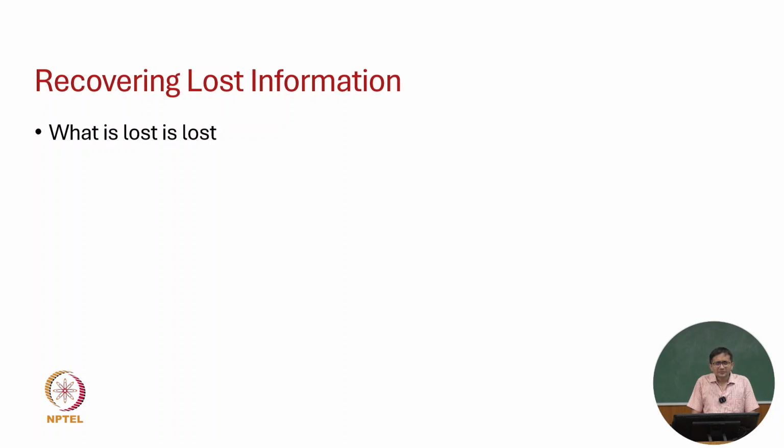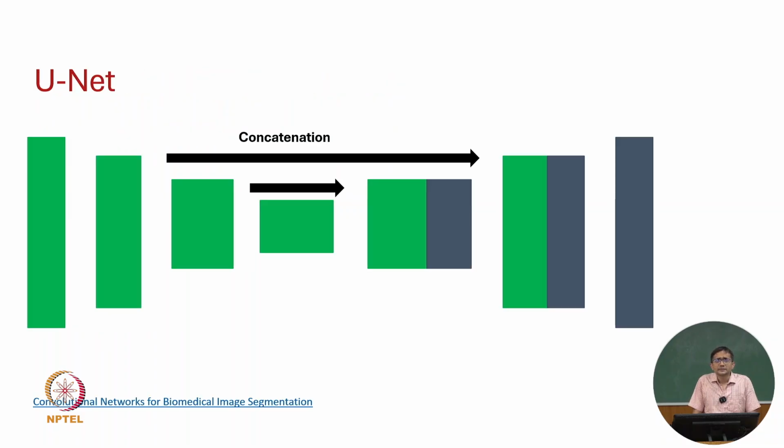So, is it the case that what is lost is really lost, or is there some kind of mechanism that we can devise to get back that information? That is the question that we are posing to ourselves. Can we recover it back to some extent? And there comes this architecture, probably the most popular architecture for semantic segmentation, that is UNet.